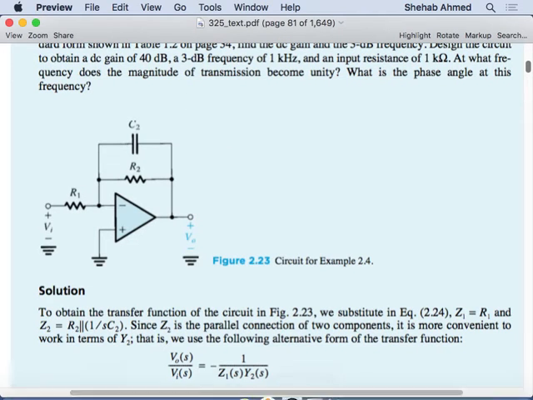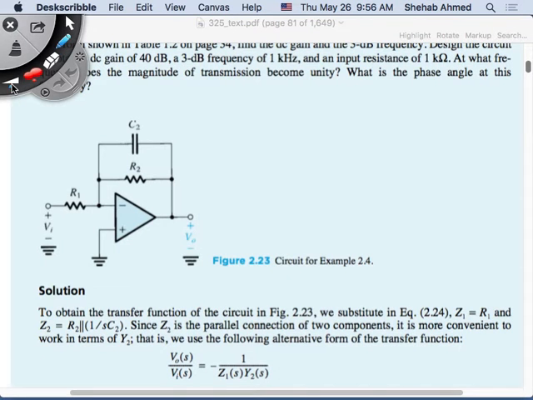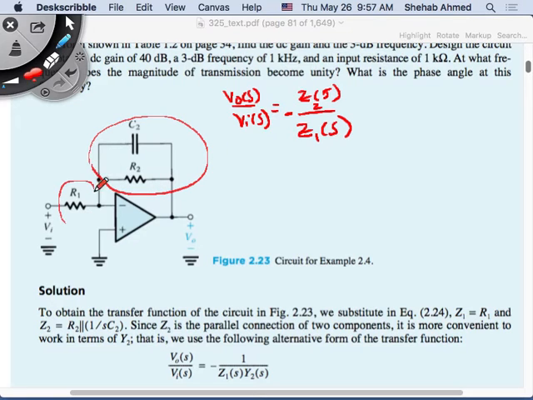That being said, let's go back to the way we are deriving the gain for the inverting amplifier. Again, what's the inverting amplifier gain? In general, V output of S over V input of S is equal to negative Z2 of S over Z1 of S. That's the general value. So Z2 is this, and Z1 is this. So this is R1, and then Z2 is this parallel combination.